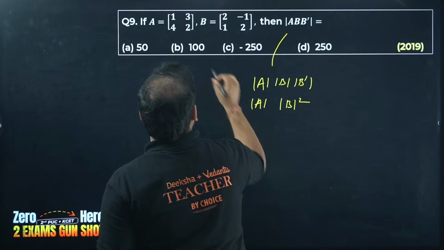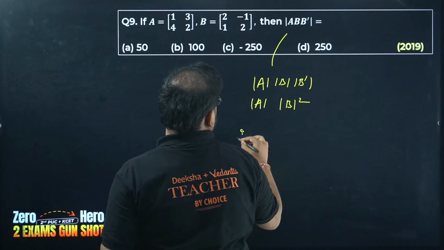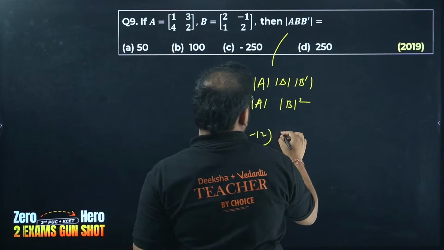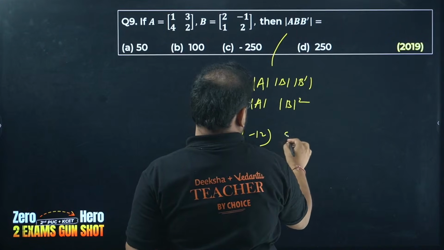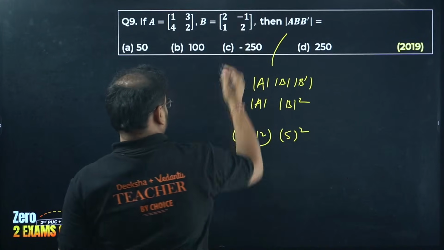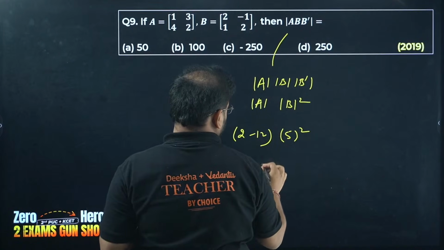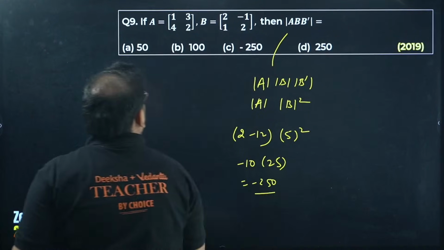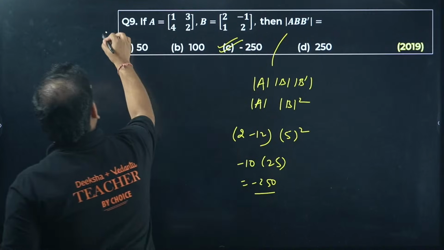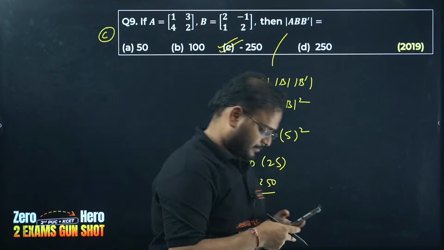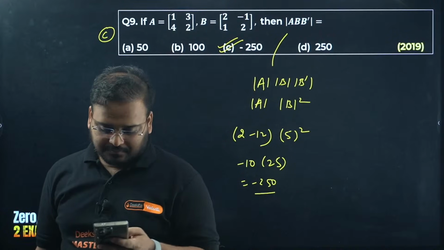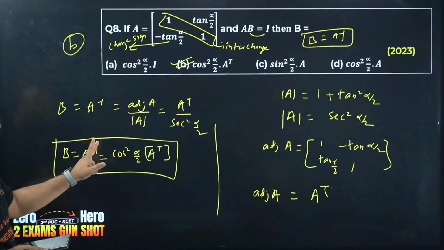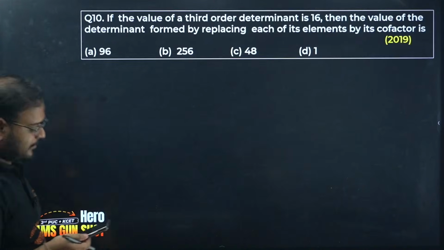A will be what? 2 minus 12. That's A. 2 minus 12 is A. Over here, B will be what? 4 plus 1, so 5. So minus 10. Square of 5 will be 25. Answer is minus 250. Option is C. 9th is C. Check now. Yes, 8th one was B, 9th is C.